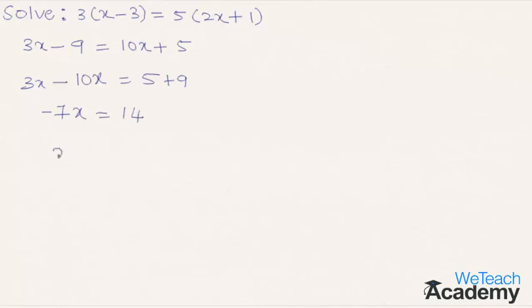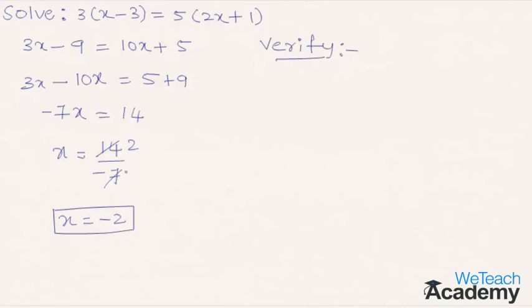Let us transfer -7 to the other side. We get x = 14 divided by -7. By simplifying, we get 7 one time is 7 and 7 two times is 14. So we get the x value as -2. Now let us verify the result by substituting the x value as -2 in the equation.